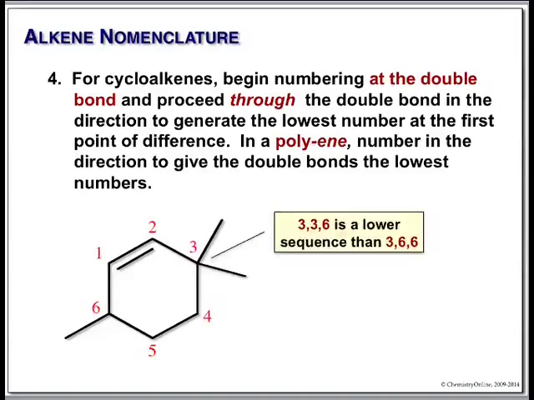Why couldn't you start numbering 1 where 2 is? Well, if we did, 1, 2, then this would have to be 2. That's 3, 6, 6. Why couldn't you do 1, 2, 2, 3? Because the rule says you must go through the double bond. Carbons 1 and 2 have to be the double bond carbons.